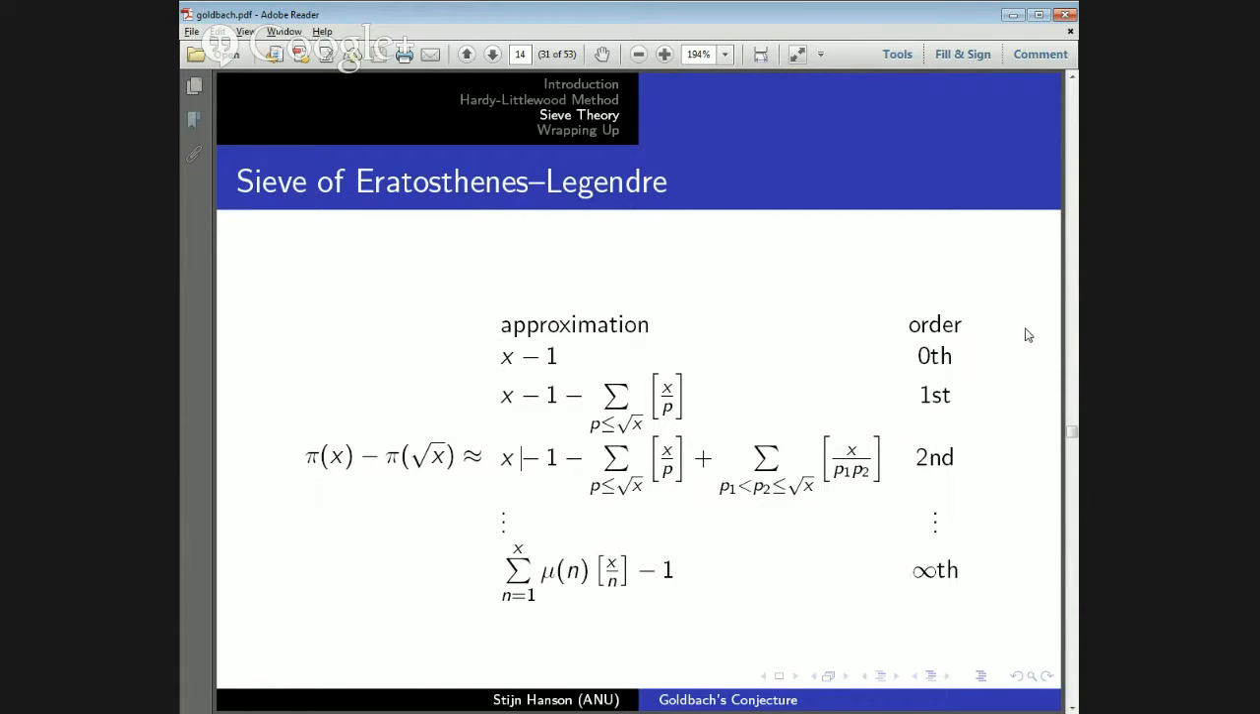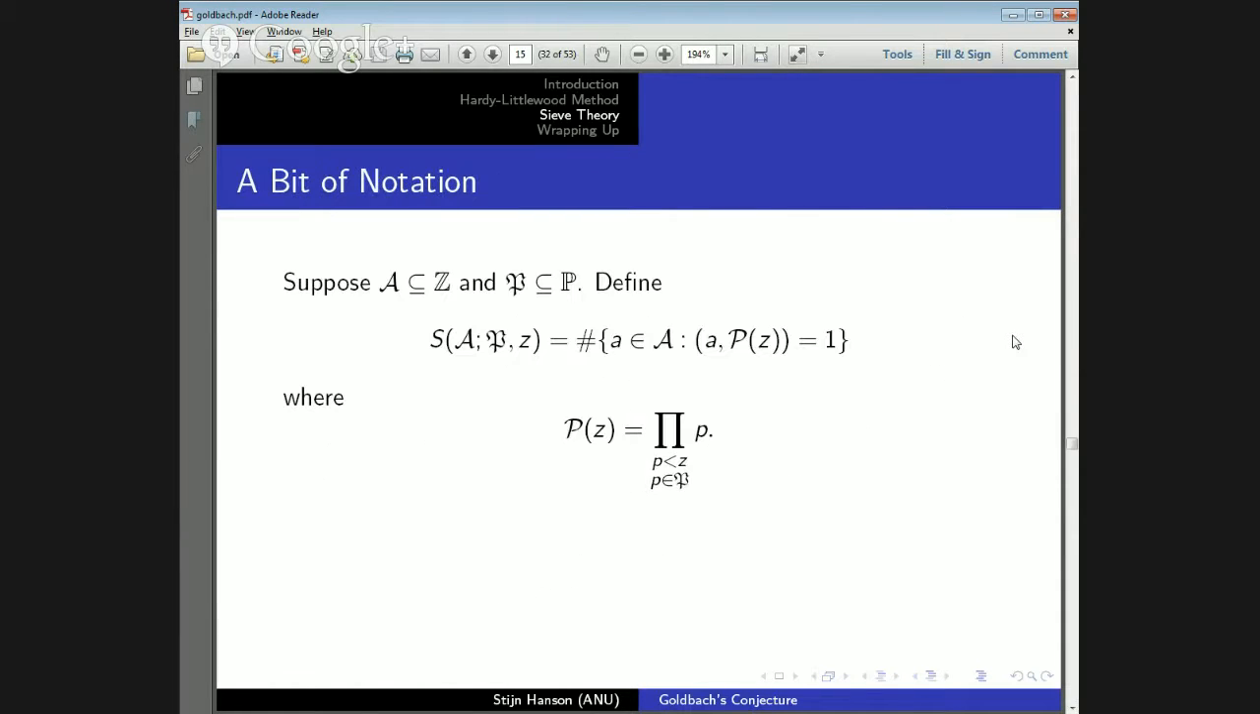But in order to do that, we're going to have to generalize the problem slightly. So now we're going to have curly A being a subset of integers, and we're going to have Gothic P being a subset of the primes. Yeah, that's a P and not a beta, don't ask. And we're going to define this sifted set of A with respect to P up to z. I'm never entirely sure how to say that.